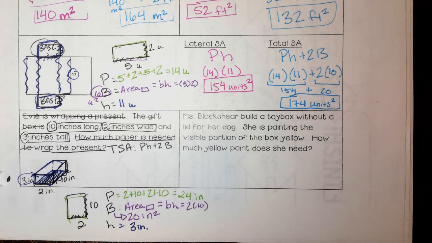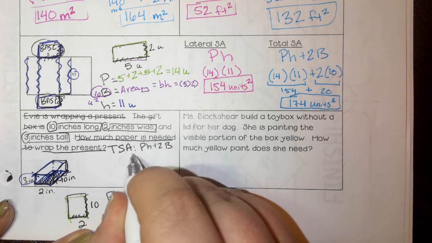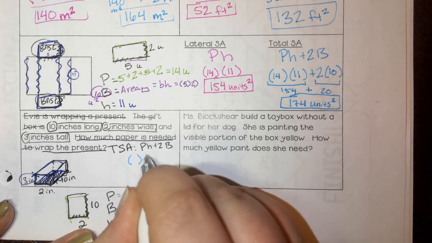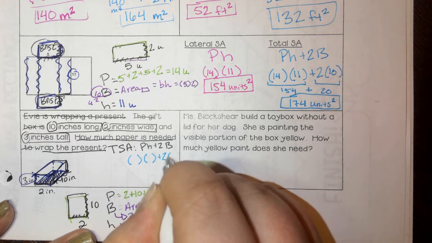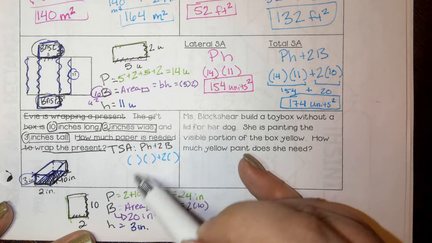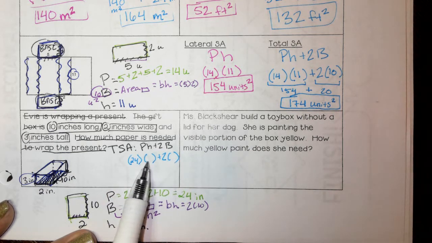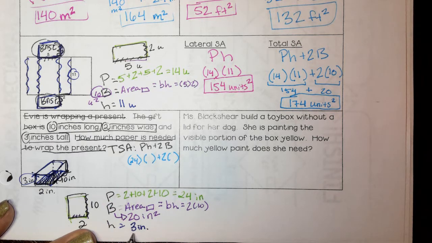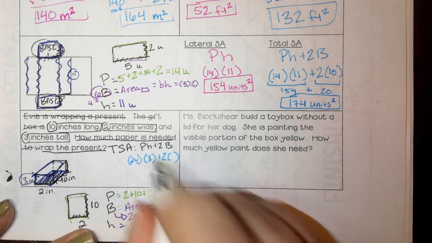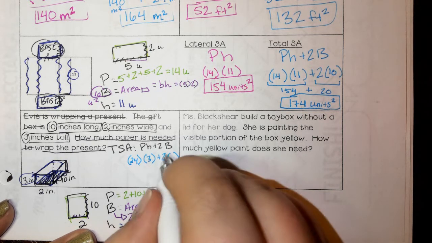Now we're ready to use the formula pH plus 2B. I'm going to put a set of parentheses or a bubble everywhere that I see a variable. This bubble is in place of P, and P is 24. This bubble is in place of h, and h is 3. And the final bubble is in place of capital B, which is 20.